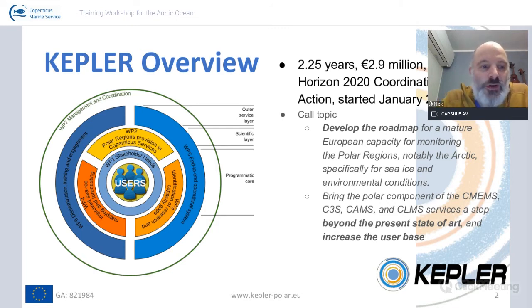Work package 4 looked into improving sea ice mapping and forecasting capabilities. And then finally, in the final stages of the project, we're moving into work package 5, which is coming up with this end-to-end roadmap of how Copernicus should develop in the future. On top of that, we've got the dissemination and engagement work package, and the management and coordination.